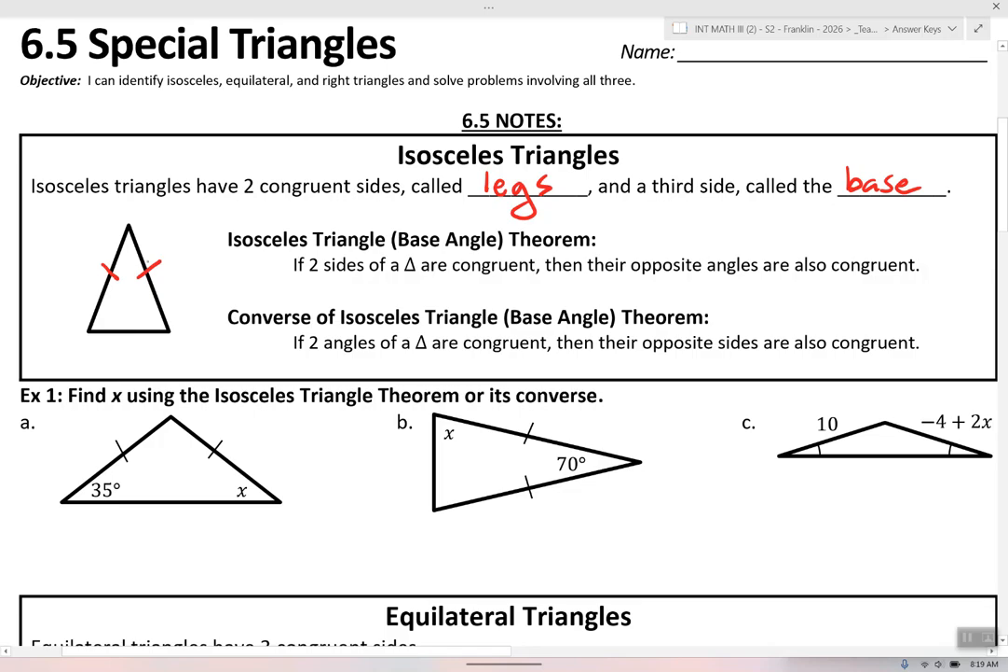So this means if these two sides are congruent, their opposite angles in the bottom corners, the way this one's oriented, are also congruent. And that's due to the relationship between angle size and opposing side length. But it kind of makes sense intuitively that if these two sides are the same, then the angles that form them are also the same. And the converse is true. If two angles of a triangle are congruent, then their opposite sides are also congruent. So you can get either one from the other. And we can use this to find missing values and write equations and things like that.